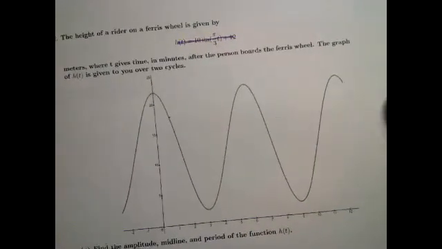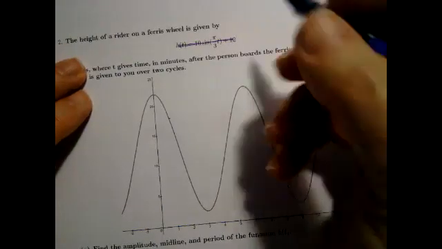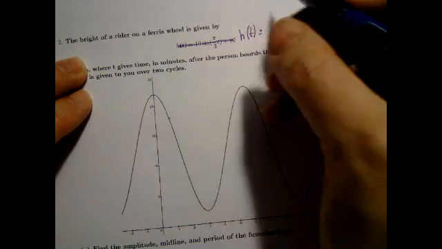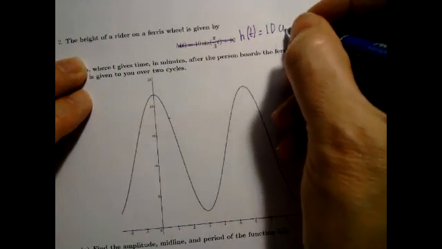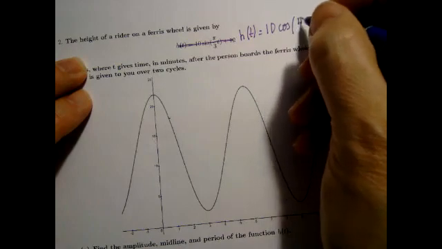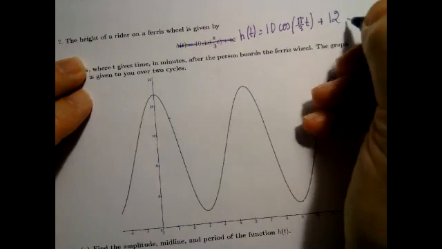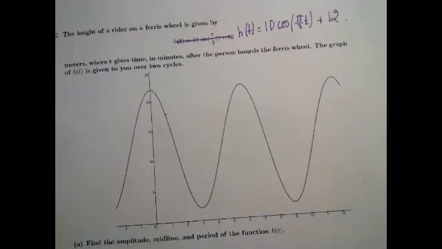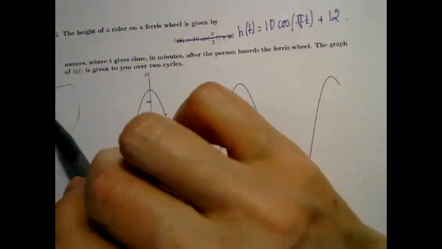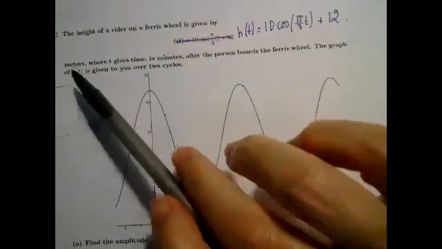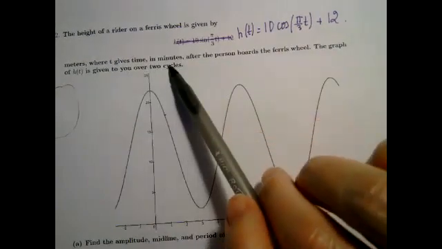And I'm giving you the height of a rider on a Ferris wheel, which is given by, sorry, cosine of pi over 3 t plus 12. Okay, and that's the formula. So remember the Ferris wheel: somebody is going up on the Ferris wheel and the height changes. And that's the formula that gives you the height. Height is in meters, time in minutes.